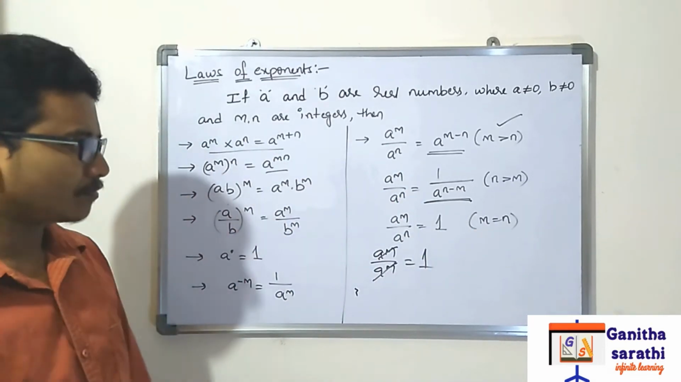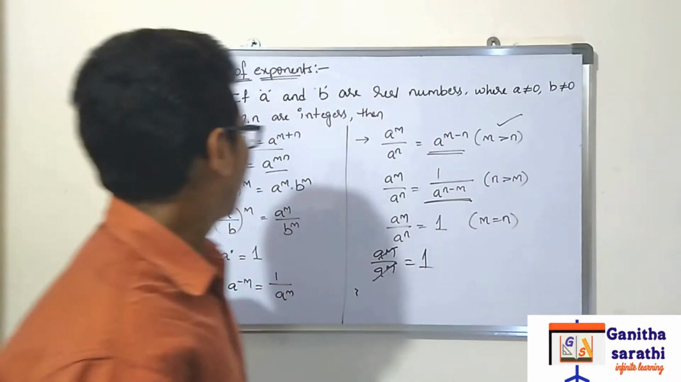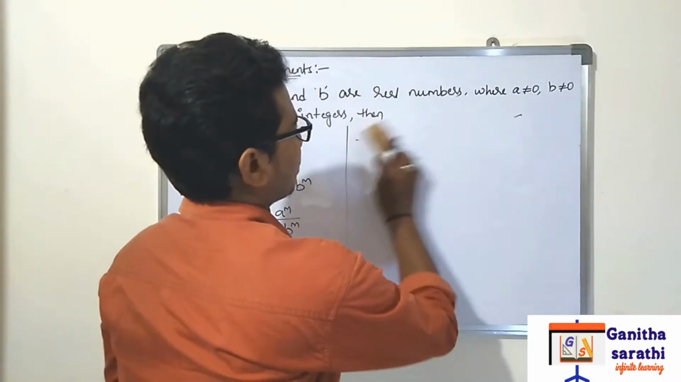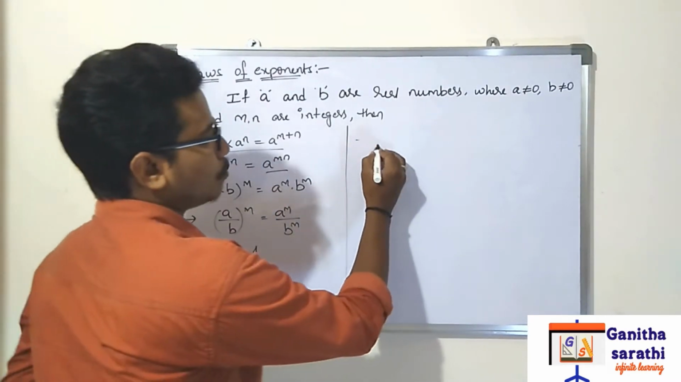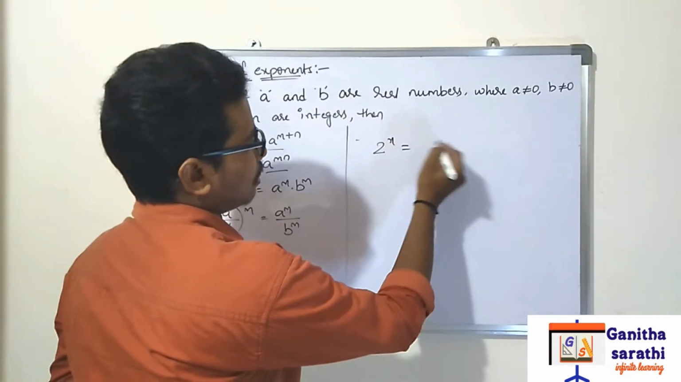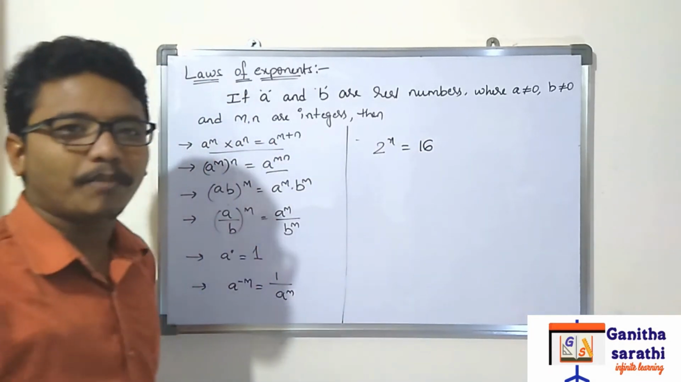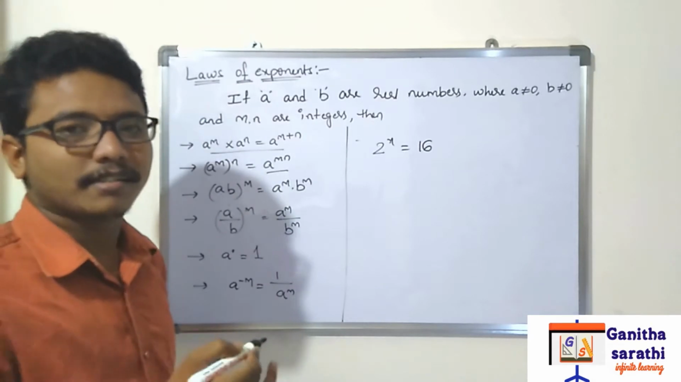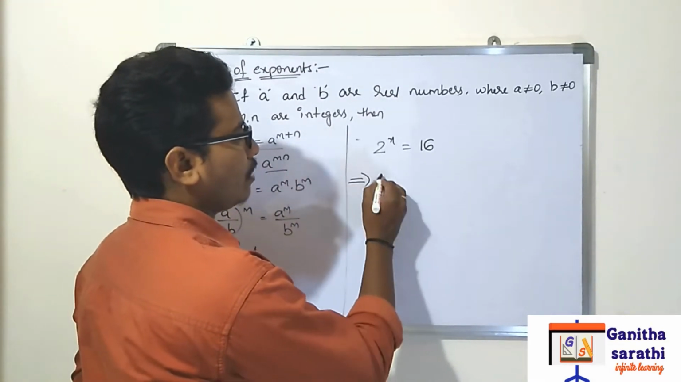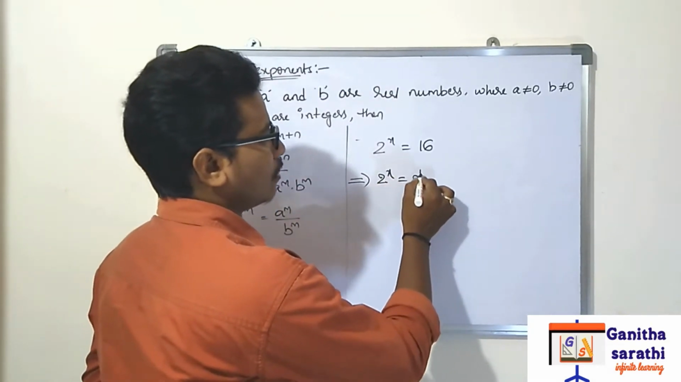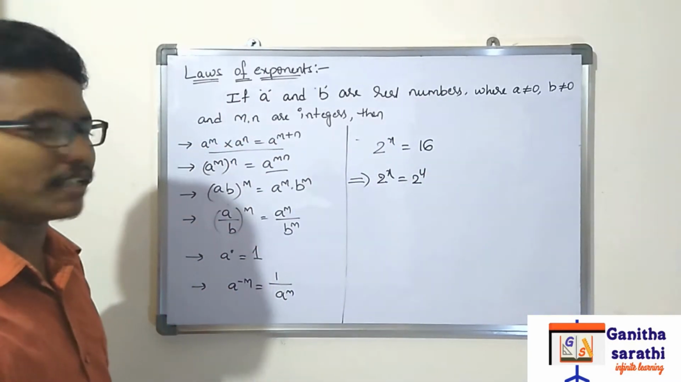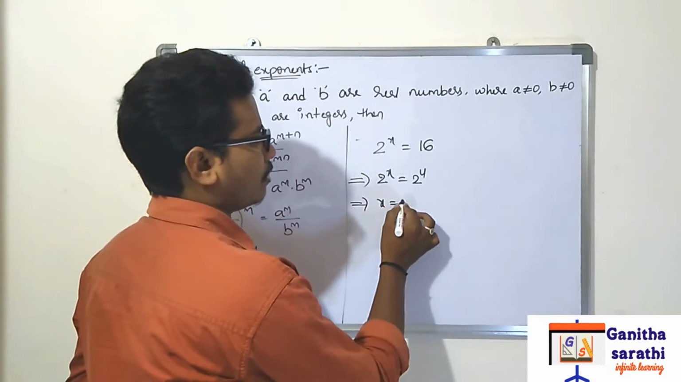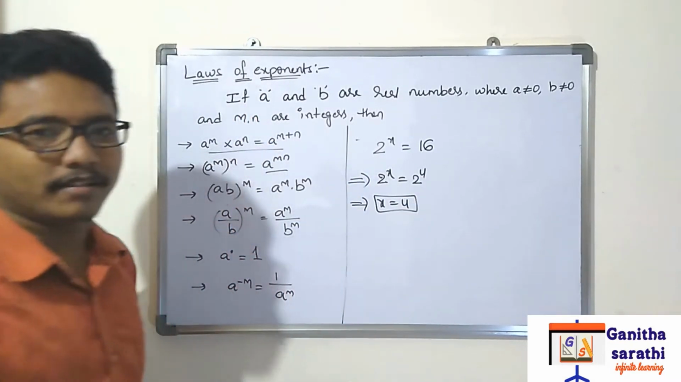Now, I will ask some questions. For example, 2 power x is equal to 16. What will be the value of x? How can you find it? 2 power x is equal to 2 power 4, right? 2 power 4 is 16. If bases are equal, equate the powers, so the value of x is equal to 4.